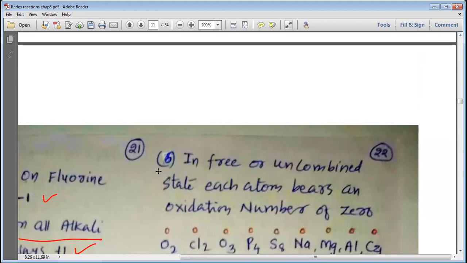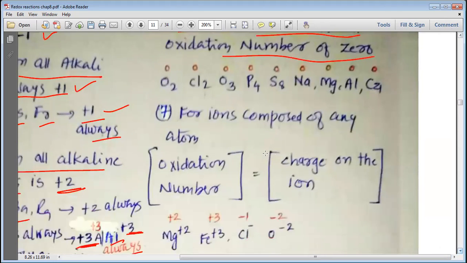Let's move to the sixth rule, my dear students. In a free or uncombined state, each atom bears an oxidation number of 0. So if in a reaction we write O2, Cl2, O3, P4, sodium, magnesium, aluminum, copper, these all are assigned the oxidation number 0.